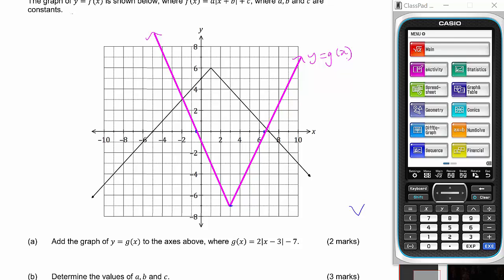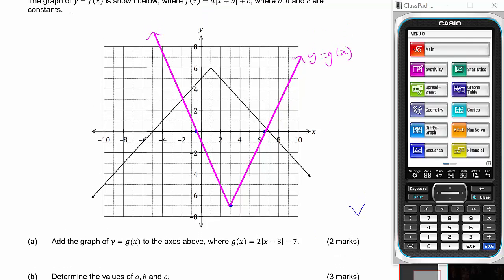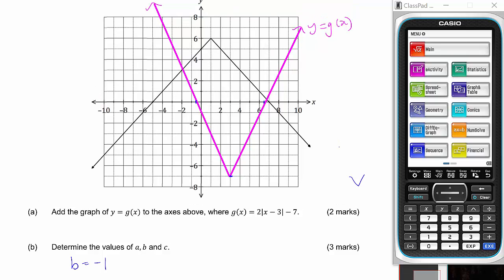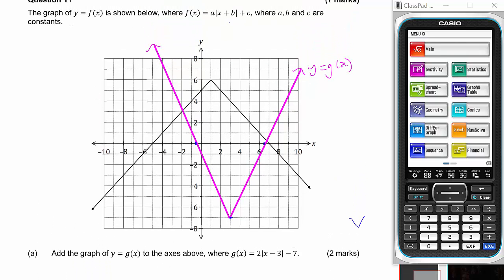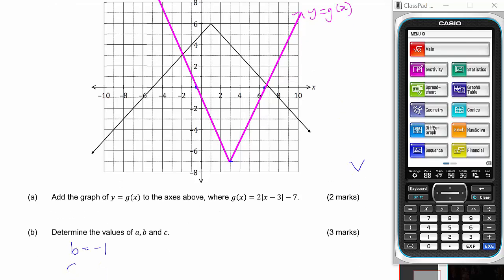We then want to find the values of a, b and c, which is from the original graph. So let's just get the thing back in sight. So we can see that the cusp of this one is when x is 1. So that sort of points towards b being negative 1, and then we'll have x minus 1 in there. And the c would be 6. So those are reasonably obvious.